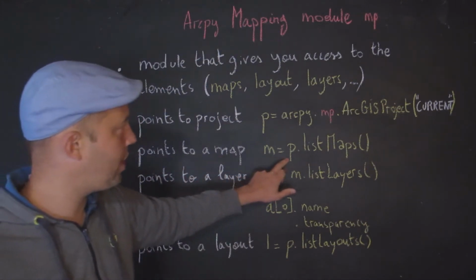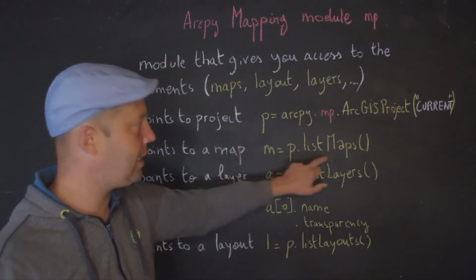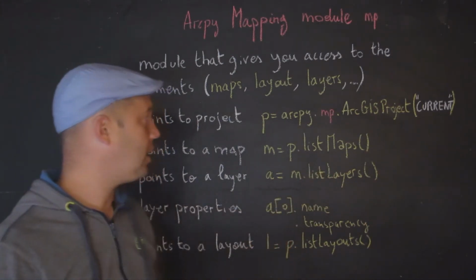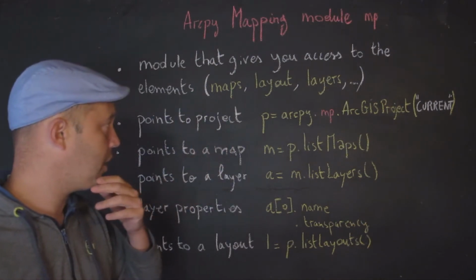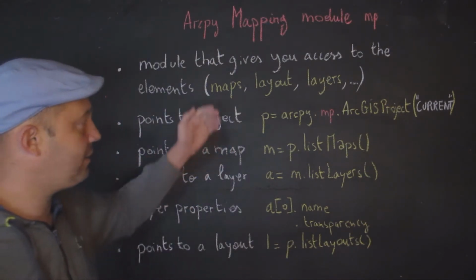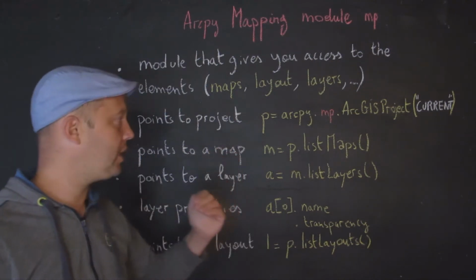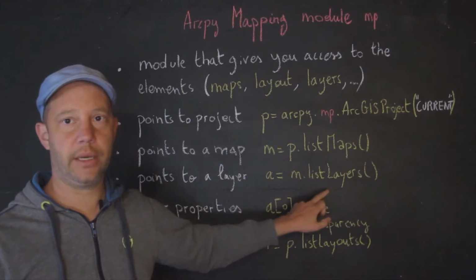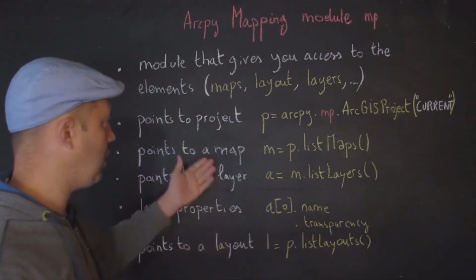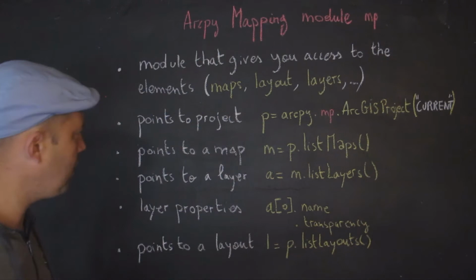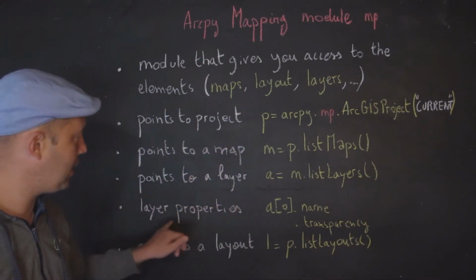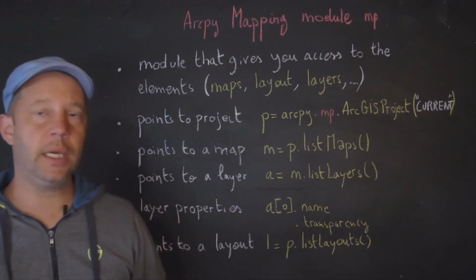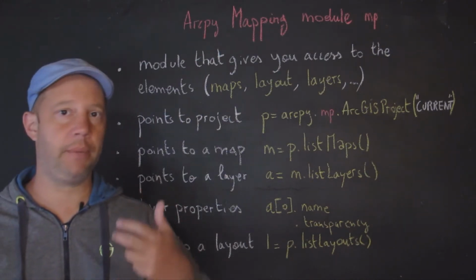We see that now we are using the project.listMaps. So .listMaps is here a method that allows you to list all of the maps that are part of your project. Likewise, if we go one level of hierarchy down, we can also point to a layer by using m.listLayers. So listLayers is a method of a map. And even further, we can access the properties of the layers, such as, for instance, the transparency, or maybe the data source, maybe the name.